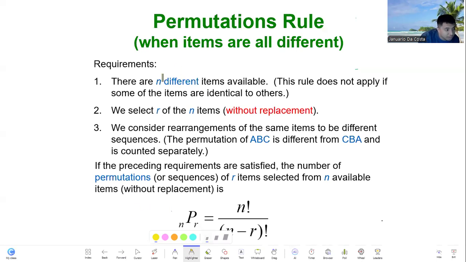Maybe you don't. There are n items available. You have n items available. This rule does not apply if some of the items are identical to each other. Without replacement, okay? And then one key here, the permutation ABC is different from CBA.